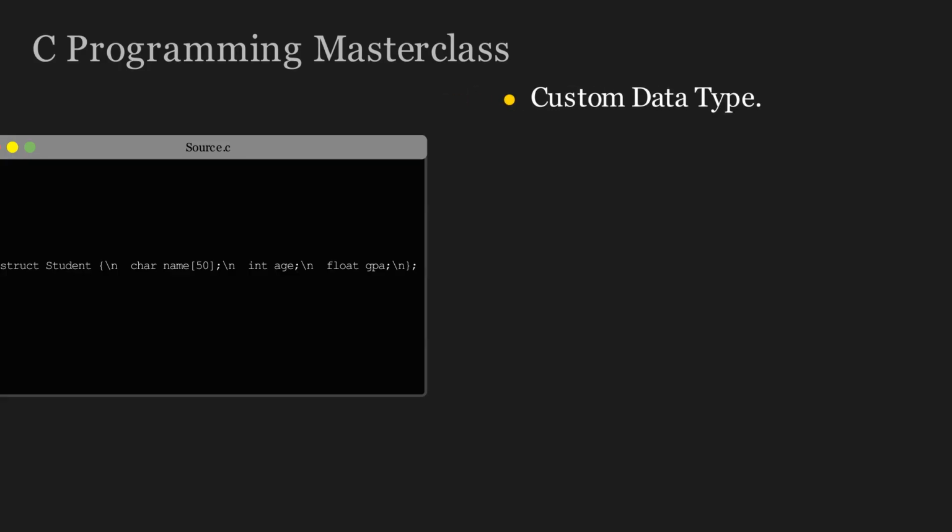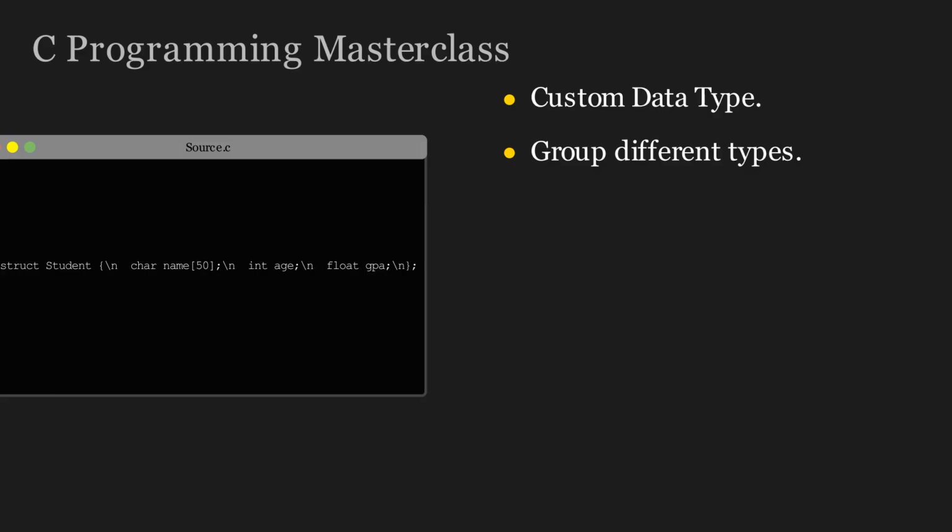Arrays are great, but they can only store one type of data. Real-world objects have multiple properties. A student has a name, string, and an age, int, and a GPA, float. To group different data types together, we use a structure, or struct.